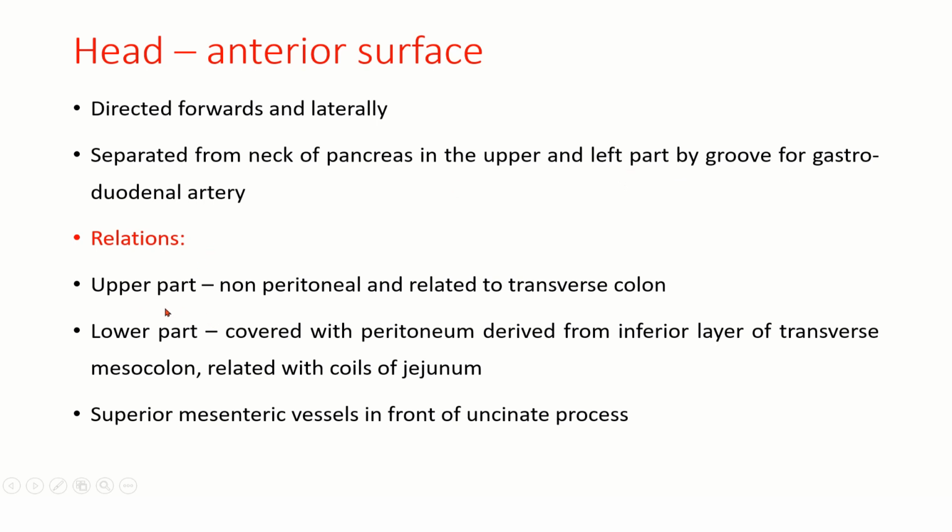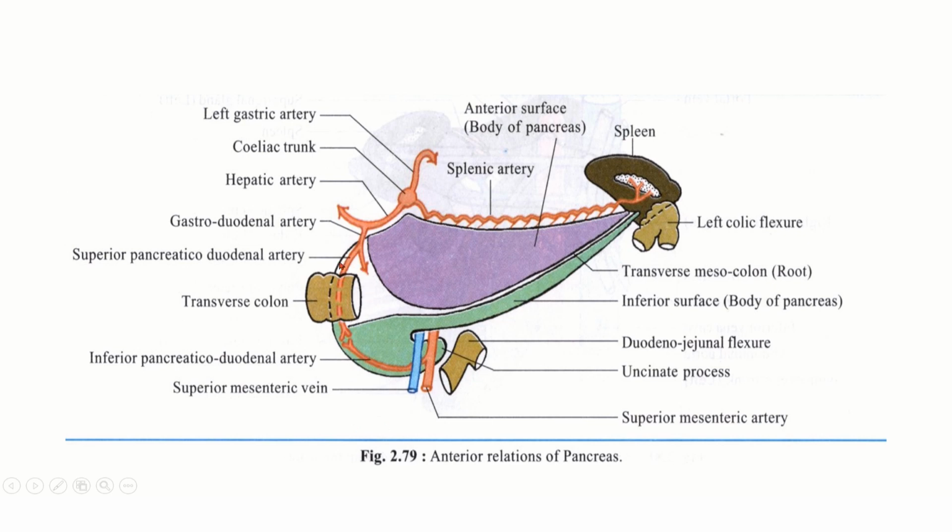Relations: upper part, it is non-peritoneal and related to transverse colon. Lower part, it is covered with peritoneum, which is derived from inferior layer of transverse mesocolon, and it is related with coils of jejunum. Superior mesenteric vessels lie in front of the uncinate process. You can see here, this is the upper non-peritoneal part of the head related to the transverse colon, and this is the lower peritoneal part which is related to the inferior layer of the transverse mesocolon. And here you can see the superior mesenteric vessels lying in front of the uncinate process.